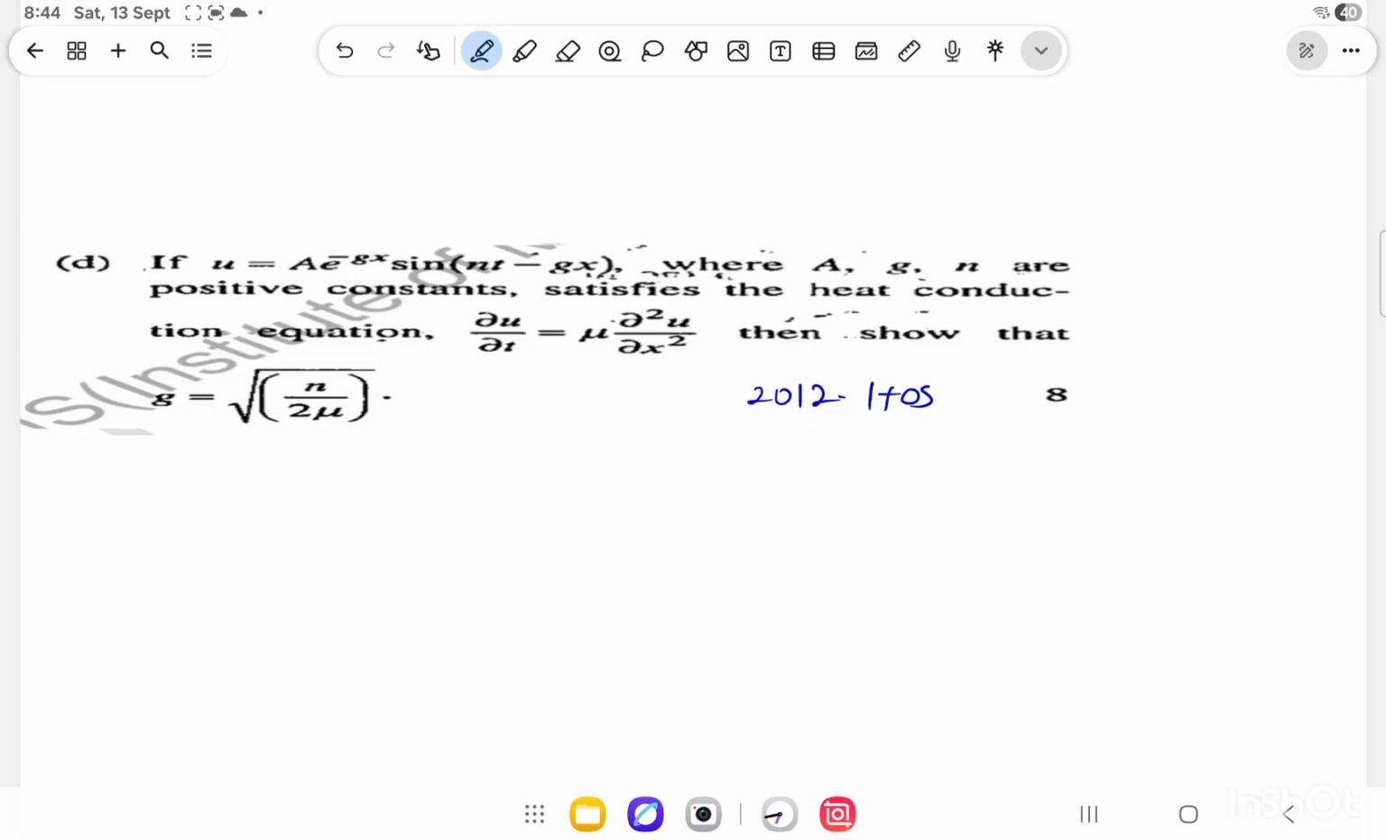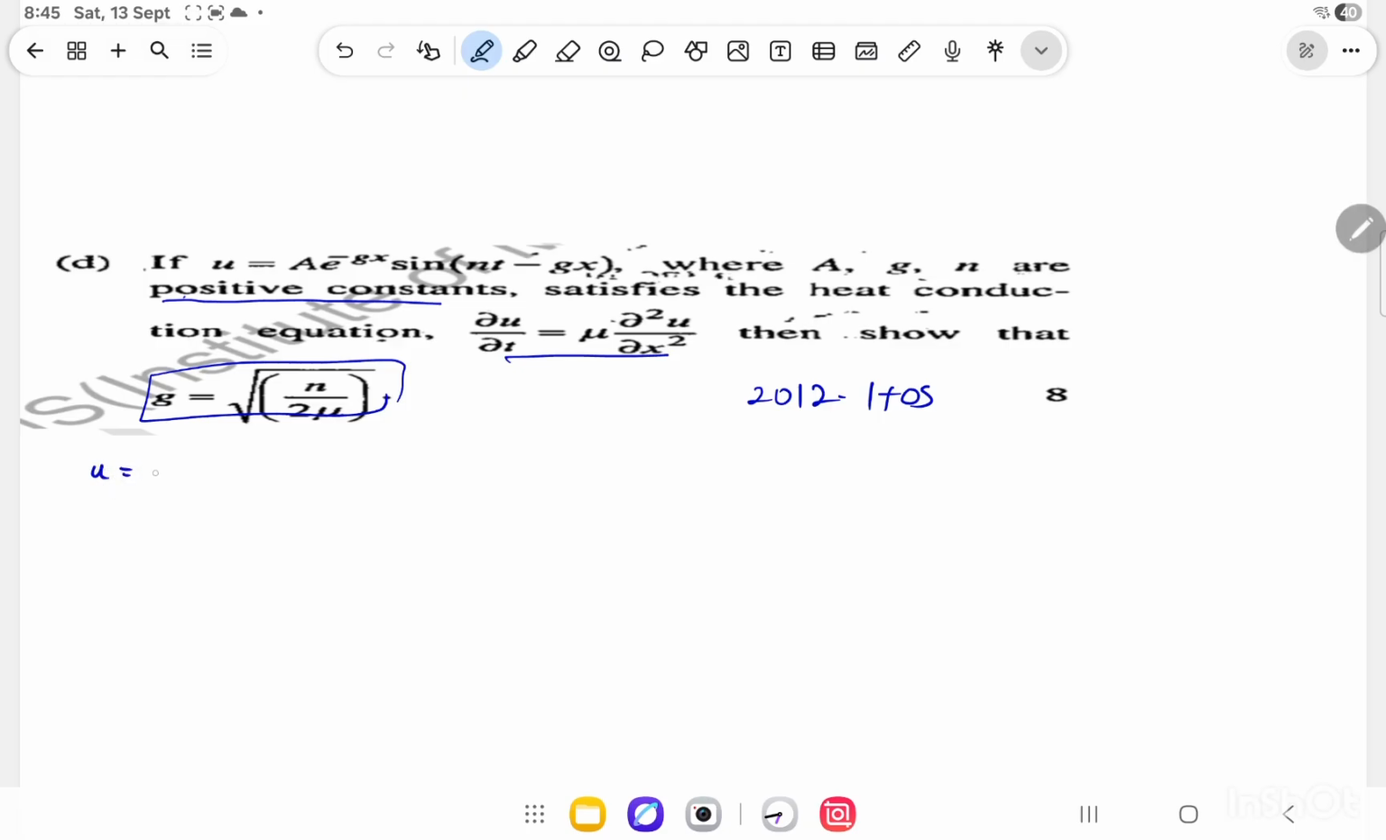The next question says that they have given us u as a function of x and t, where a, g and n are basically positive constants, and it satisfies the heat equation, that is this, and then we are supposed to show this relation. So what we'll do is calculate the value of del u by del t and then del square u by del x square, and then substitute it in the heat equation.